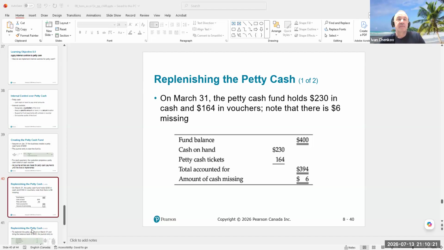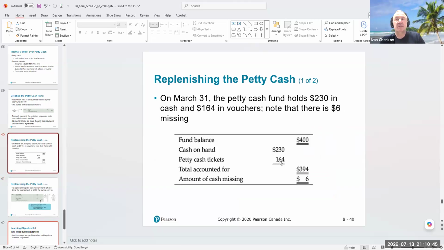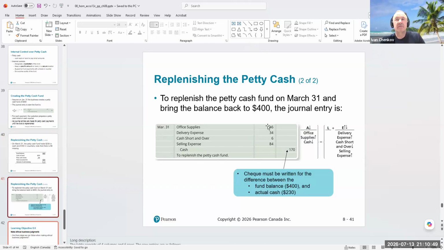So what are we going to do? We're going to create a journal entry. And that journal entry is going to be: debit office supplies. For all the expenses we already established, those are 164. He has the vouchers. For all the 164, 46, 34, 84, we're going to record the appropriate expenses.